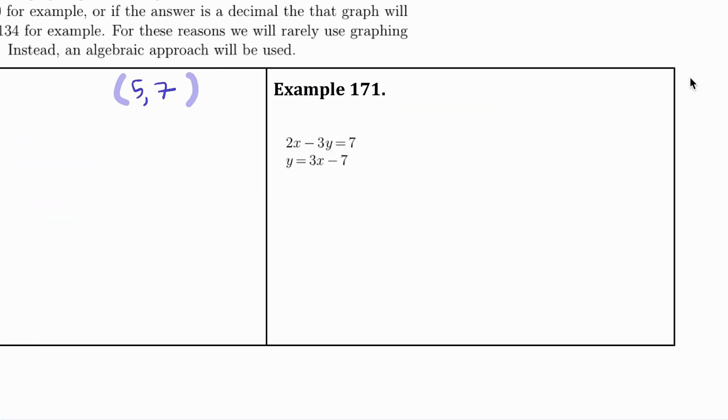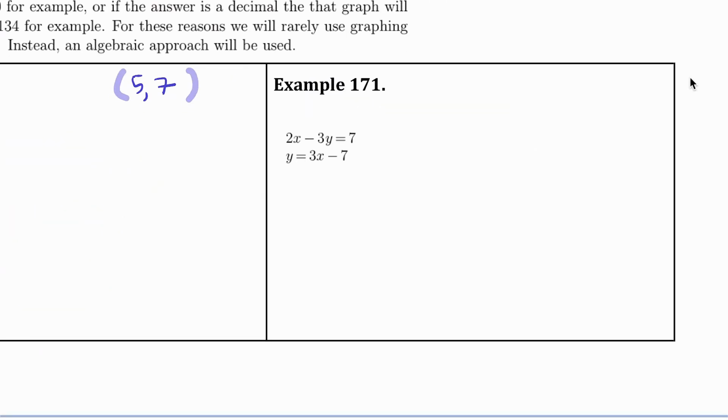Okay, example 171 is similar, except notice here we don't know the numerical value of either variable. So we have two equations, 2x minus 3y equals 7. Our second one says y equals 3x minus 7. We don't know the numerical value of y, but we do know that y equals 3x minus 7. If we have one of our variables isolated, x equals something or y equals something, that's what we're going to use for substitution. We're going to substitute this in the other equation.